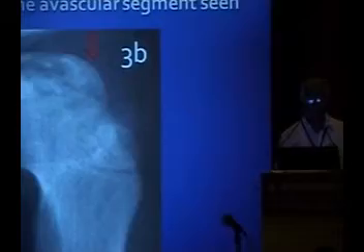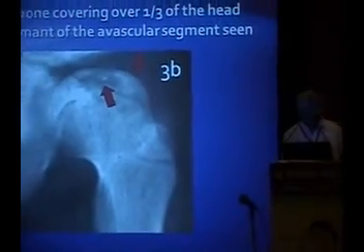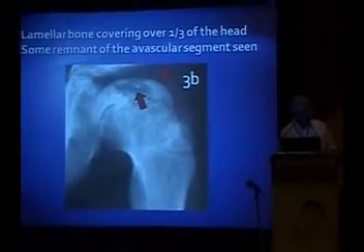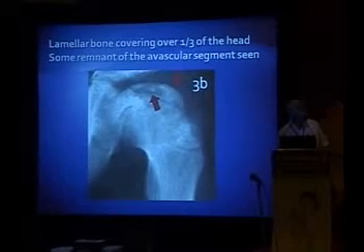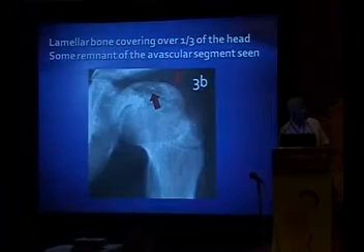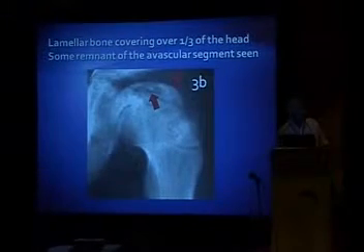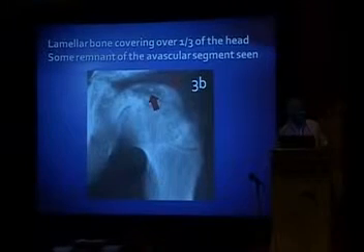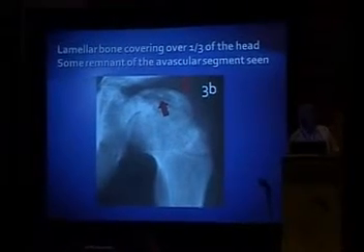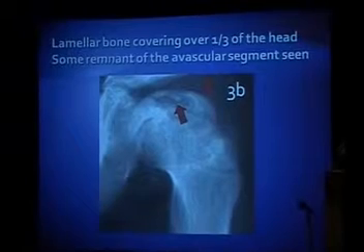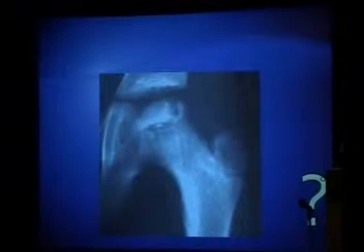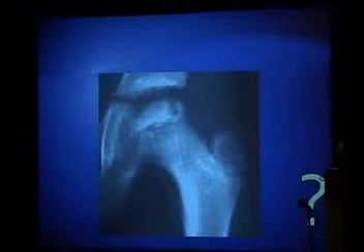This is stage 3B, and why do we say so? There's lamellar bone covering the lateral third of the epiphysis, right? 1/3. And there is some remnant of avascular bone. So you must be able to appreciate that there is a little avascular bone there. This is new bone that has formed round from the periphery, and that's the remnant of the avascular bone. So this is not fragmentation or the early stage. This is well advanced stage 3B. Okay? Now who's the next victim?